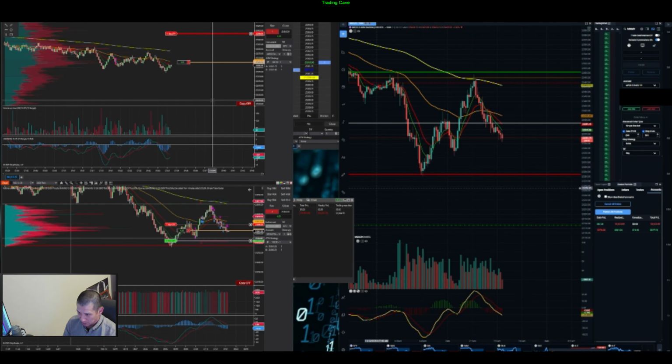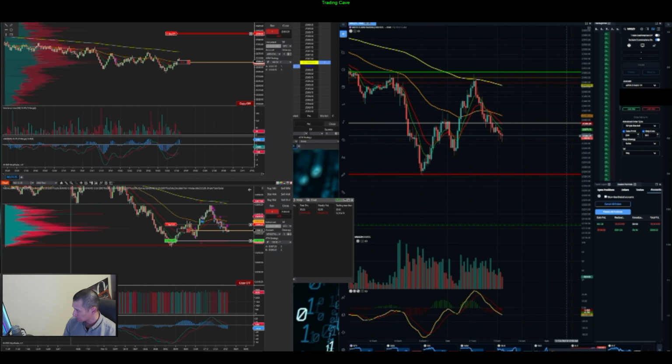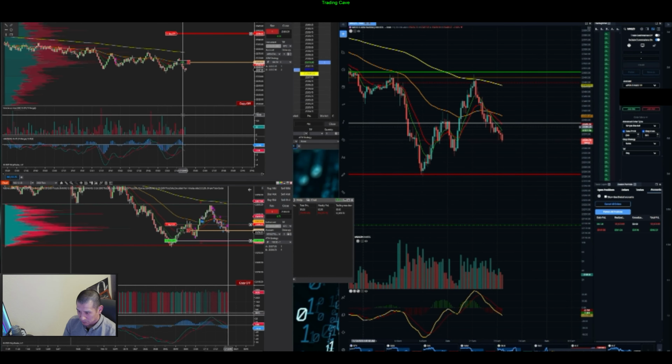Let's see if we can get 1.5 R, then I will move my stop to 1 R. Going straight down on NQ here. So weird that gold follows. That's been the case this year, as weird as it's been. Yeah, pretty crazy.